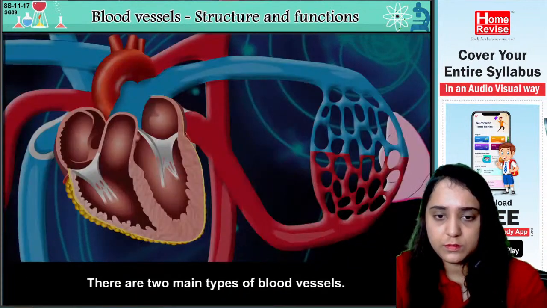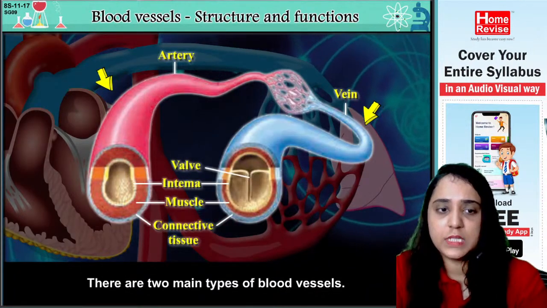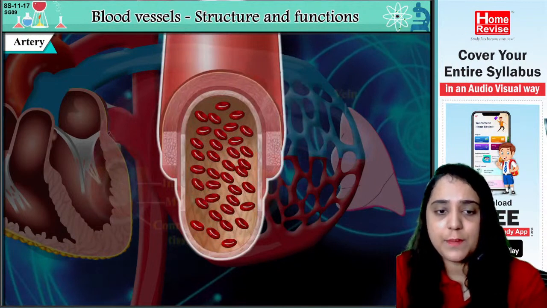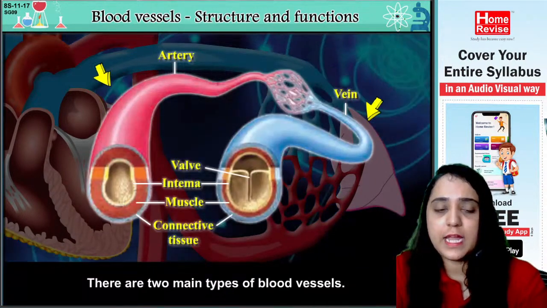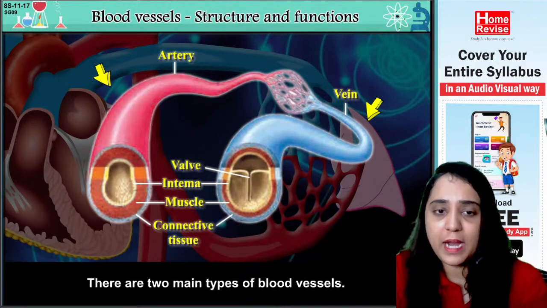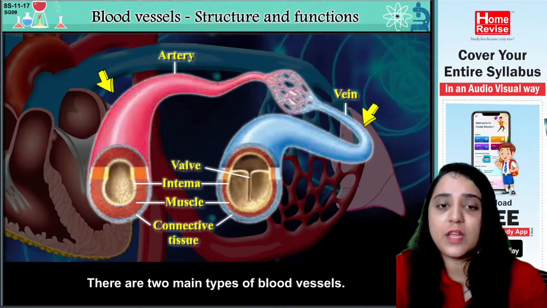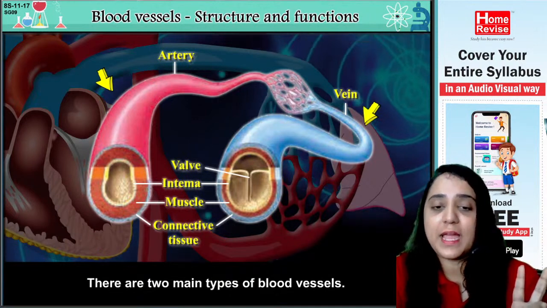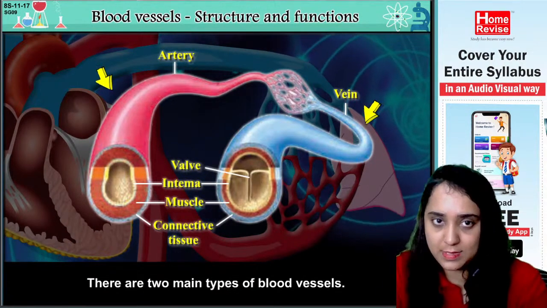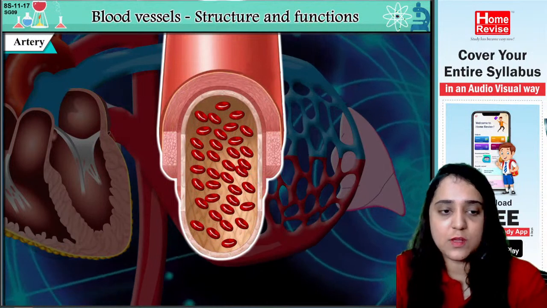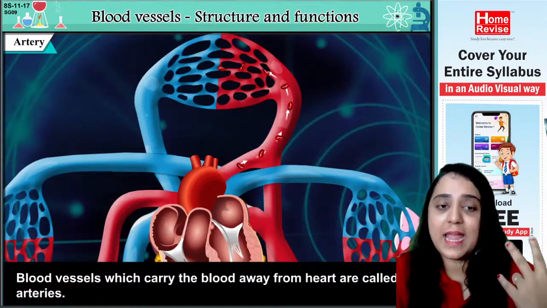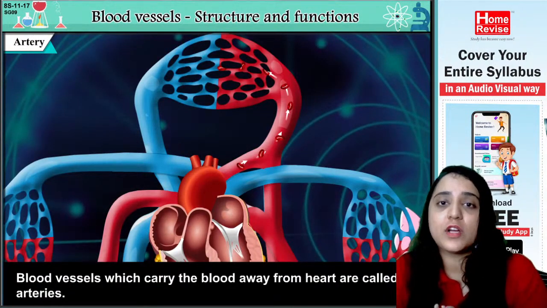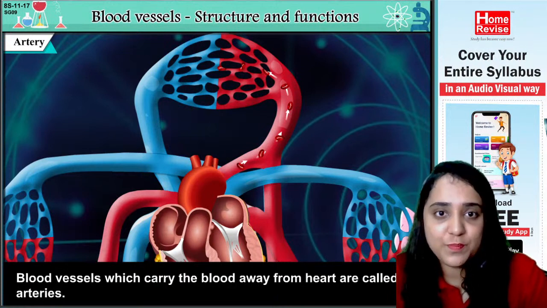Blood continuously circulates through blood vessels. There are two main types of blood vessels. See, can you see here? Pay attention. There are two main types of blood vessels, as you can see, the one in the red color and the one in the blue color. Arteries are the first, and veins are the next one. So let's see what function these arteries perform.